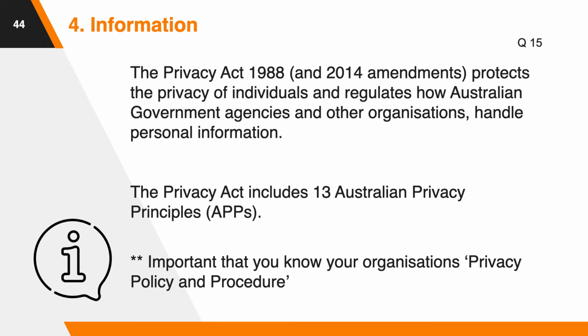The next part of this is about information. So we've got two bits here, the Privacy Act and Freedom of Information Act. The Privacy Act protects the privacy of individuals and regulates how Australian government agencies and other organisations handle personal information. The Privacy Act includes 13 privacy principles, and this will help you with question 15, but it is really important that you know your organisation's privacy policy and procedure, and that you follow that policy and procedure.